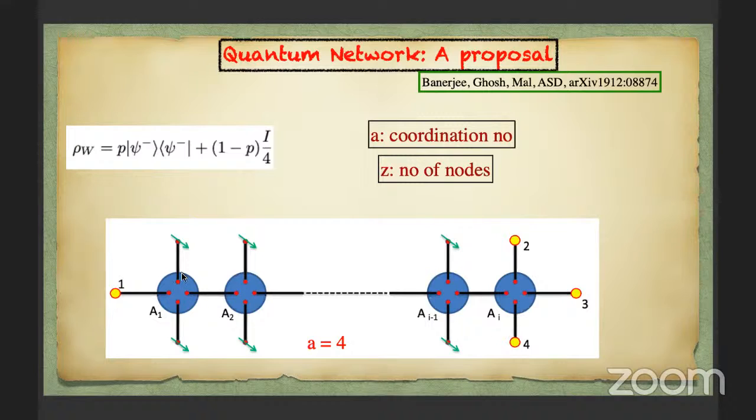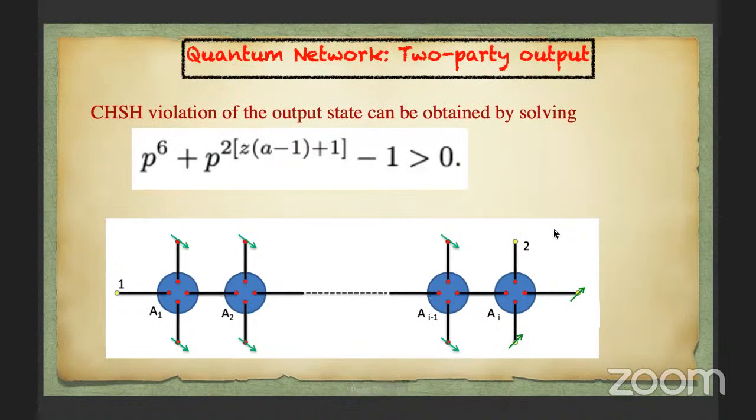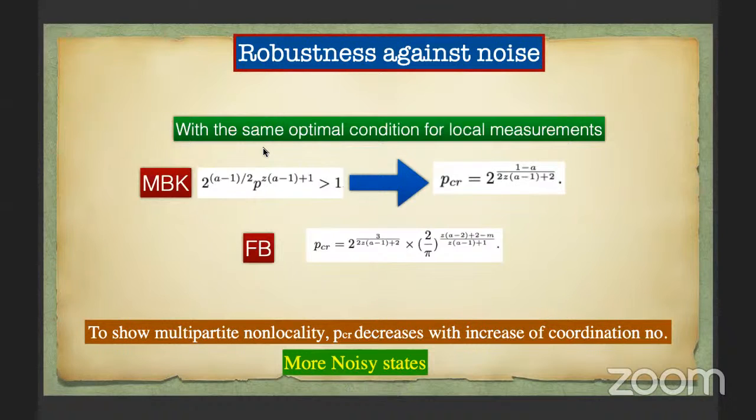On these blue circles, you perform the global measurements. And our proposal is that depending on the output state, the number of parties in the output state that we require, we perform local measurements. Similarly, for a one-dimensional chain, in this kind of scenario, for arbitrary coordination number and nodes, we can calculate that the output state violates Bell inequality if we can solve this inequality, which is possible to solve.